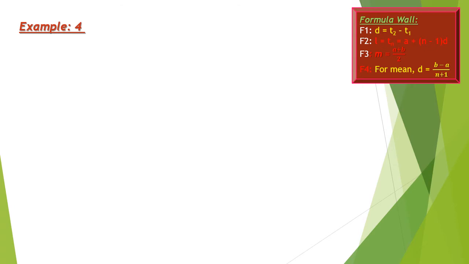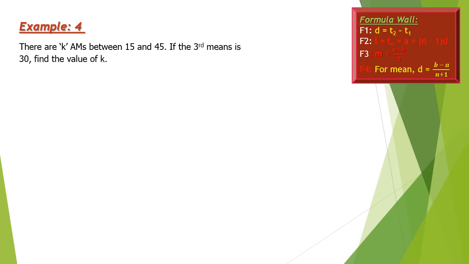Example 4. There are k arithmetic means between 15 and 45. If the third mean, now k arithmetic means mean the value of n is k. Okay, don't forget the value of n is k. No need to get confused because there are 15, and between 15 and 45 there are few means, and number of mean is k. Okay, we can say total number of mean is k.